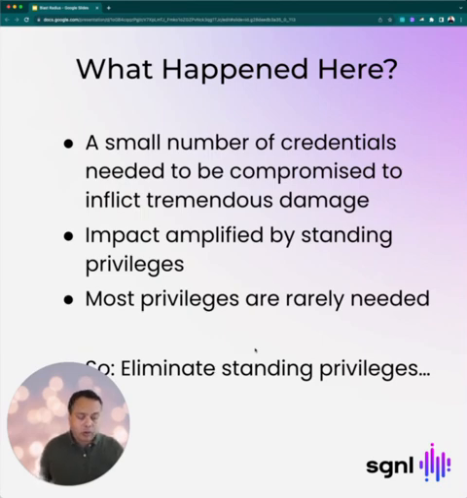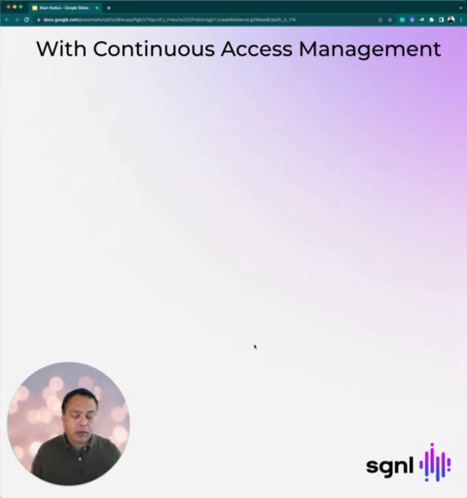And so containing that permission sprawl is central to reducing the impact of such attacks. And the funny thing is that most of these privileges are rarely needed. So can we actually eliminate all the standing privileges that users have? And how you can do that is through this new strategy called continuous access management. And with that, let's see what happens in an attack.